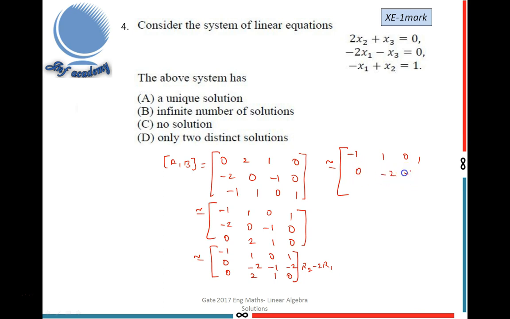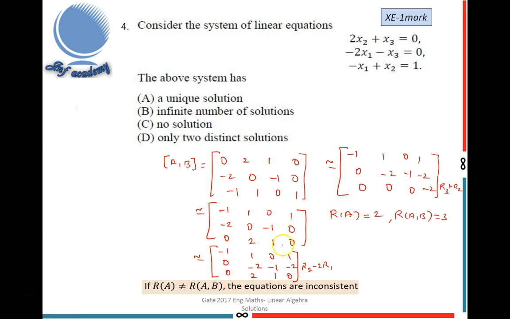0, minus 2, minus 1, minus 2. Adding these two, 0, 0, minus 2. Here, I apply what step? R3 plus R2. Finally, I got R of A equal to 2, because the number of non-zero rows in A is 2. R of A comma B equal to 3, because the number of non-zero rows in A comma B is 1, 2, 3. So R of A equal to 2 and R of A comma B equal to 3. These two numbers are not equal.